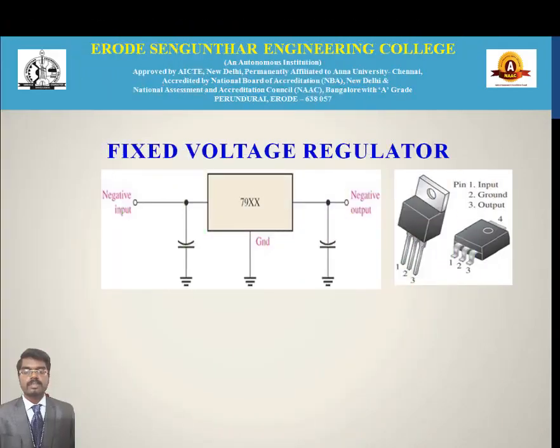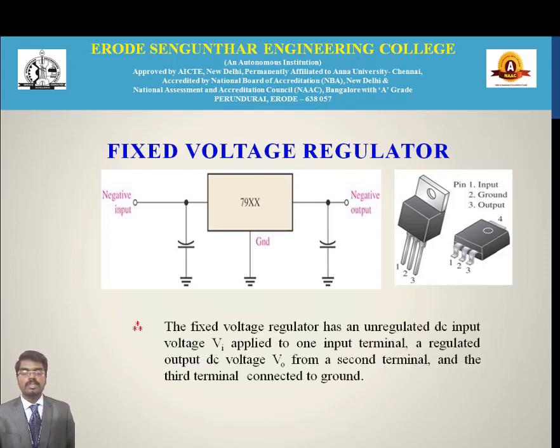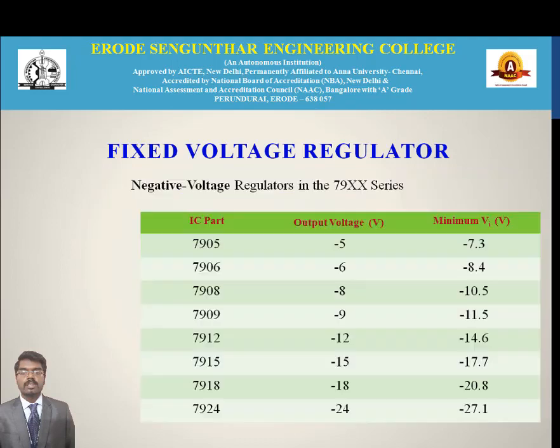The other one is the 79 series voltage regulating ICs. As I said before, these are negative voltage regulating ICs. So the availability in the market is 7905 to 7924. The first two digits represent the voltage regulating series, that is 79 represents the negative voltage, and the last two digits represent the output voltage. For example, if you are considering a 7905 IC, the last two digits 05 represent the output voltage. For this IC, the minimum input voltage will be minus 7.3 volt.